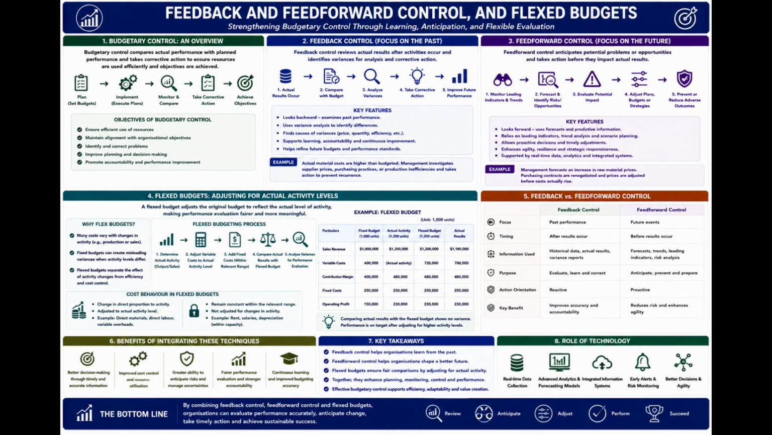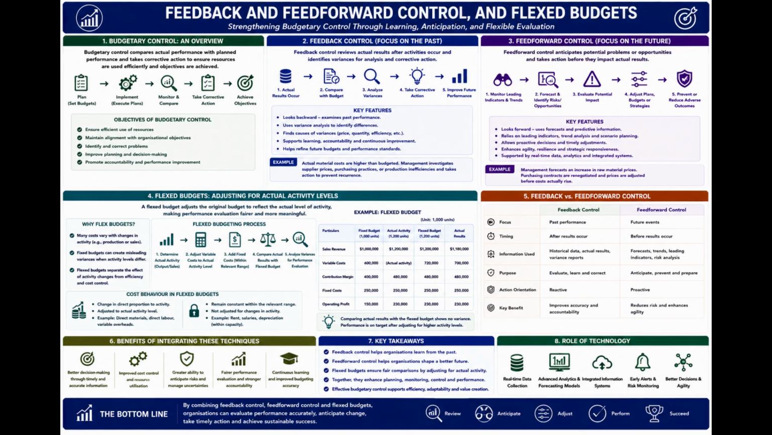Budgetary control is a management process that compares actual organizational performance against planned performance and takes corrective action when necessary. It ensures that resources are used efficiently and that organizational objectives remain on track. Within the program framework, budgetary control is not simply about identifying variances after they occur. It also involves anticipating potential problems and preventing undesirable outcomes.